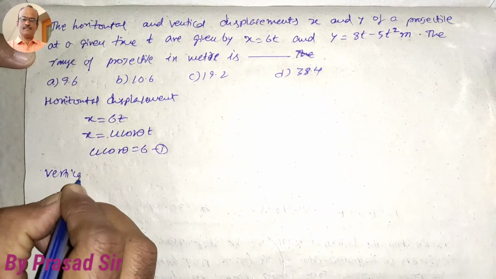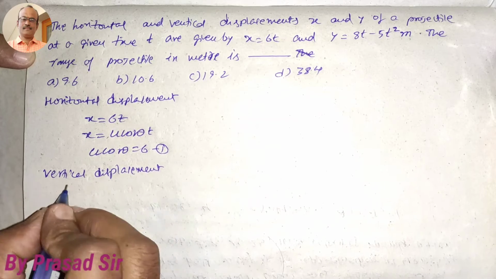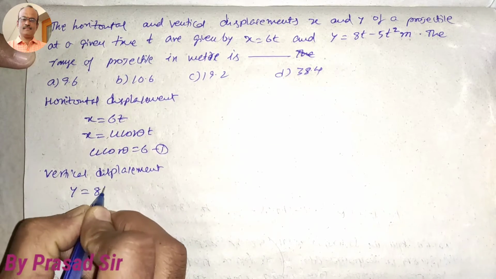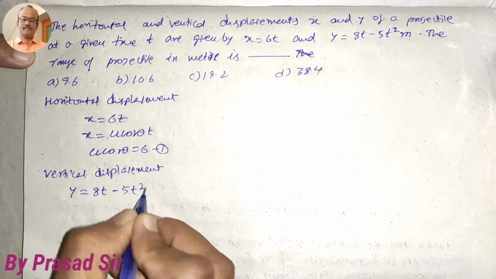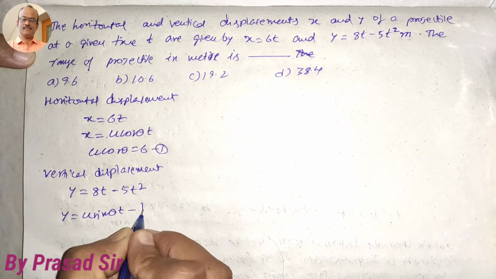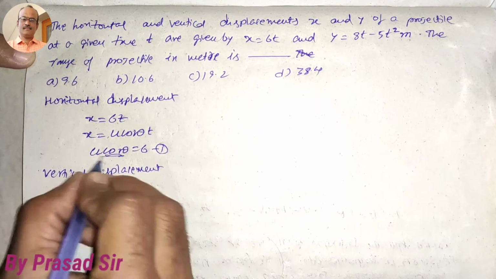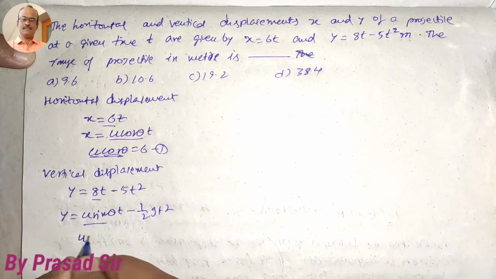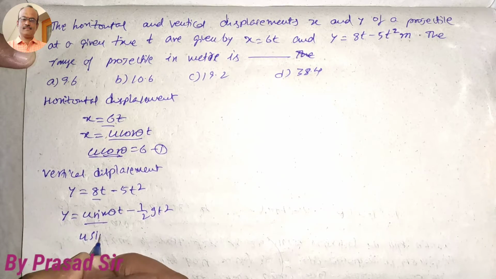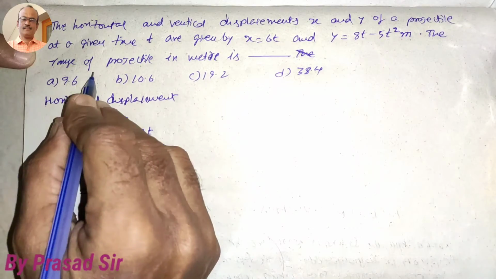Now another one, vertical displacement. Here vertical displacement y is equal to 8t minus 5t square. So y is equal to u sin theta into t minus half g t square. Comparing this one, u sin theta is equal to 8. This is the second one.